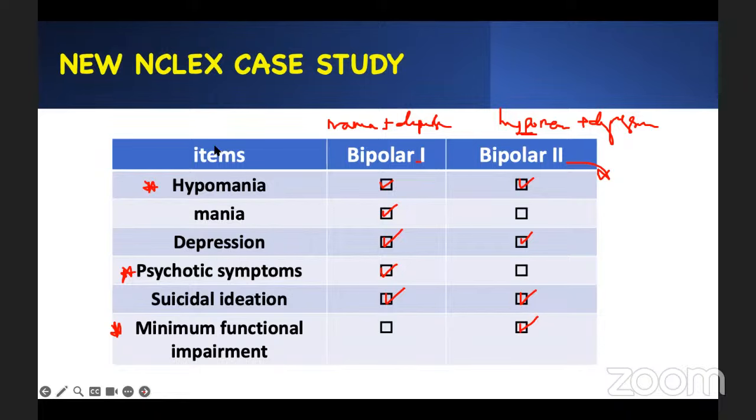So it's called cyclothymic. So if you see it somewhere, this is the same thing. It's cyclothymic disorder. It's the same thing as bipolar 2, kind of, they have hypomania and depression, a very mild form of bipolar 2. But this is the table you should be familiar with to be able to answer this question easily.